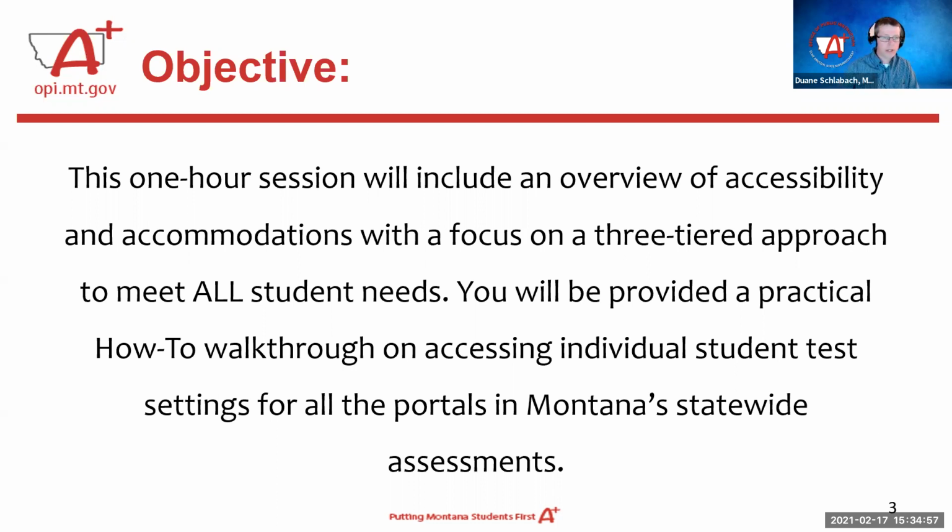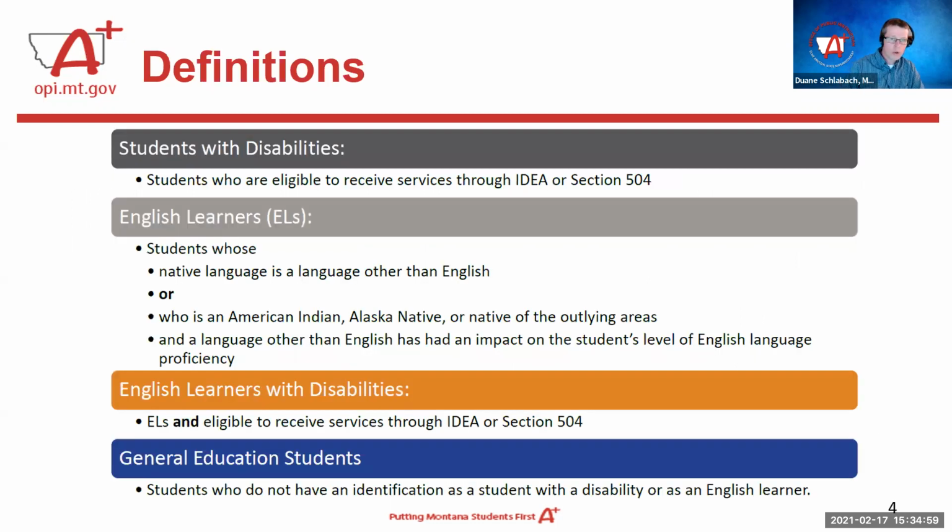Again, starting with a broad brush stroke, to avoid any confusion let's start with the definition of 4 key terms. Number 1 is students with disabilities. These are students who have an IEP or a 504 that makes them eligible for services via accommodations. The second is English learners.